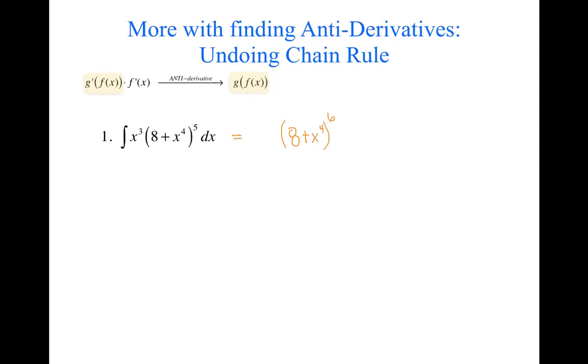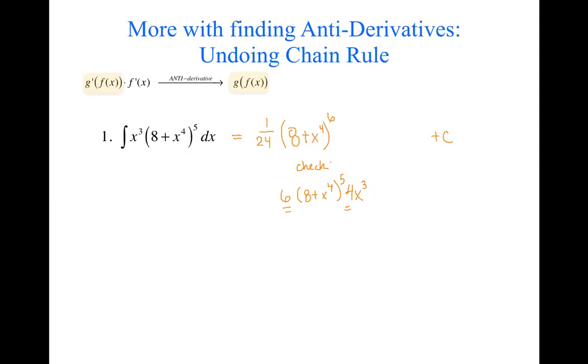So what if it was just that? Is this the answer to our question? I mean, there could always be a constant, but is this our end result? Well, if I took a derivative of this, it would be 6 times 8 plus x to the fourth, all to the fifth power, and then times 4x cubed. So it's almost right, but this on its own ends up with an extra numerical factor of 24 that this doesn't have. So guess how we compensate for that?